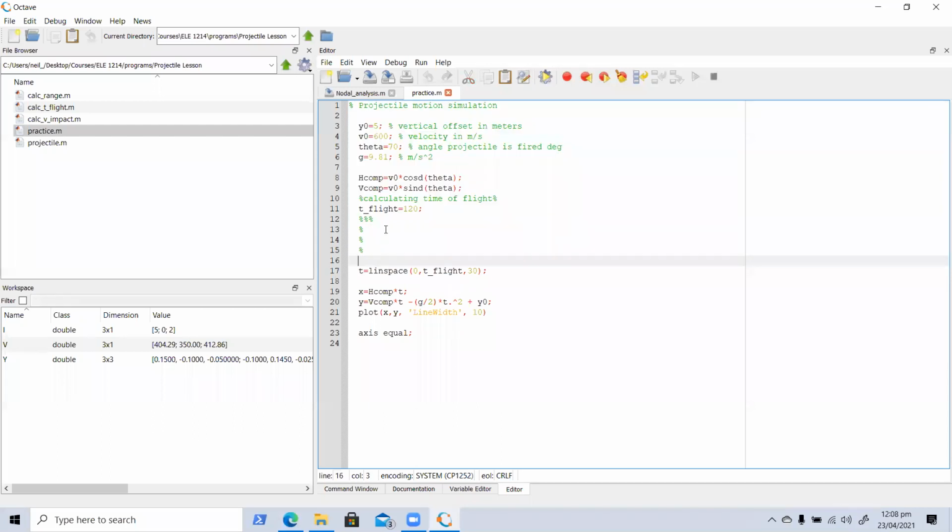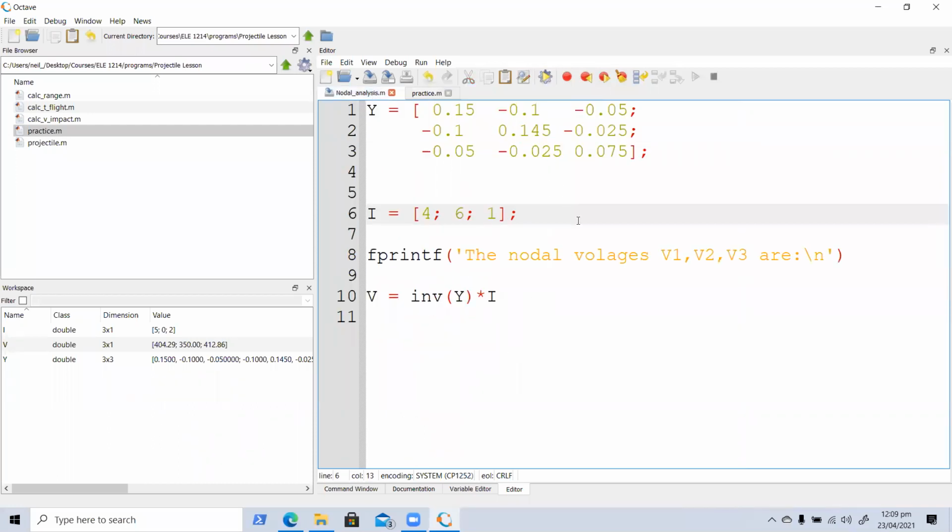Remember, you need to do 2 problems. So you can just come in here and change the values real quick, velocity and theta, and then run this again, and you solve another projectile question. Same way with nodal analysis, right? You can just plug in your values and solve another nodal analysis question.